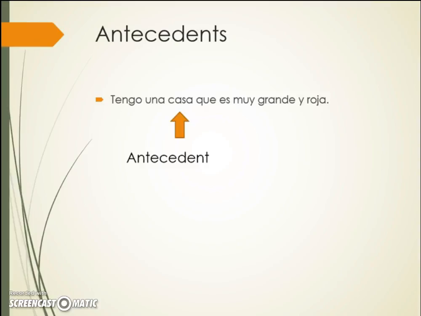So the rest of that sentence, which is the adjective clause, is an adjective clause because all of that language modifies the word casa. Antecedent is just a fancy word for the noun that's modified. That's all that it means. It just means the noun that is modified by the rest of the sentence.